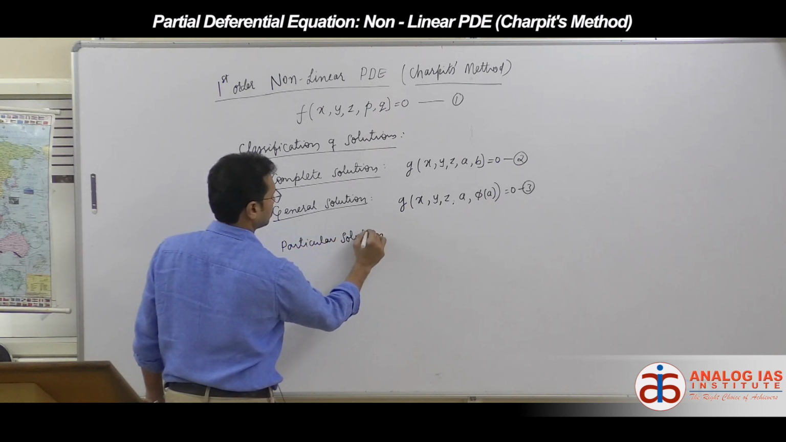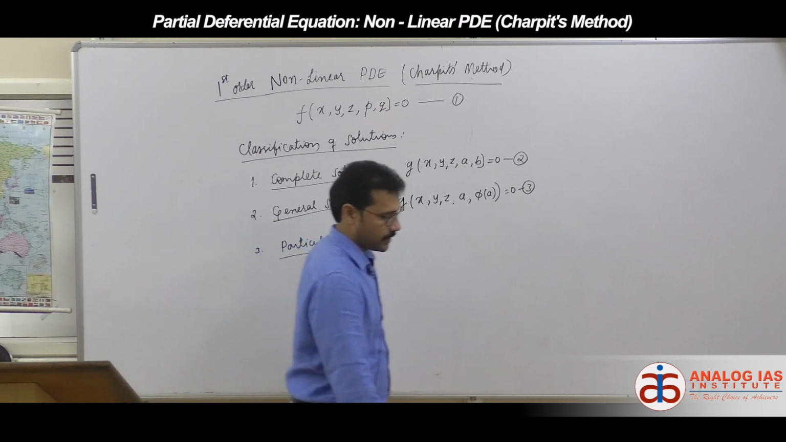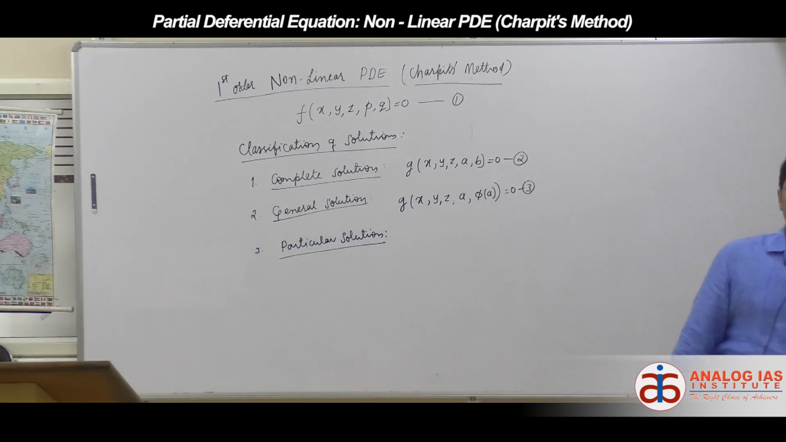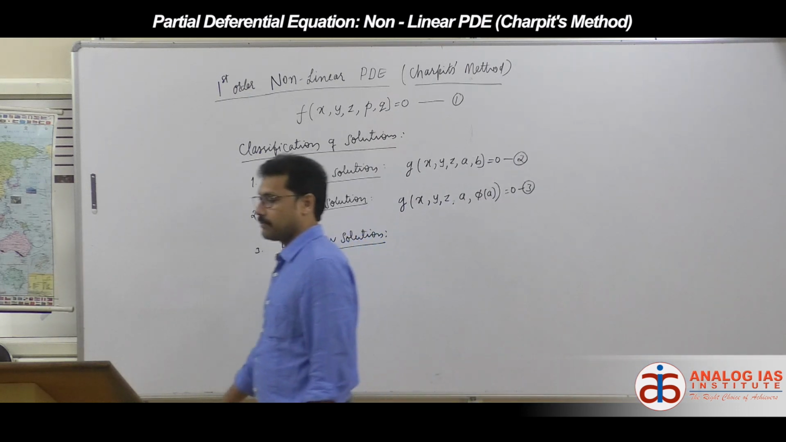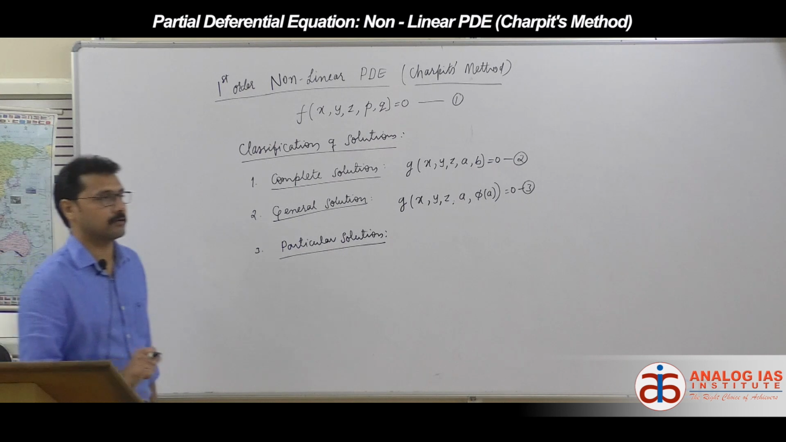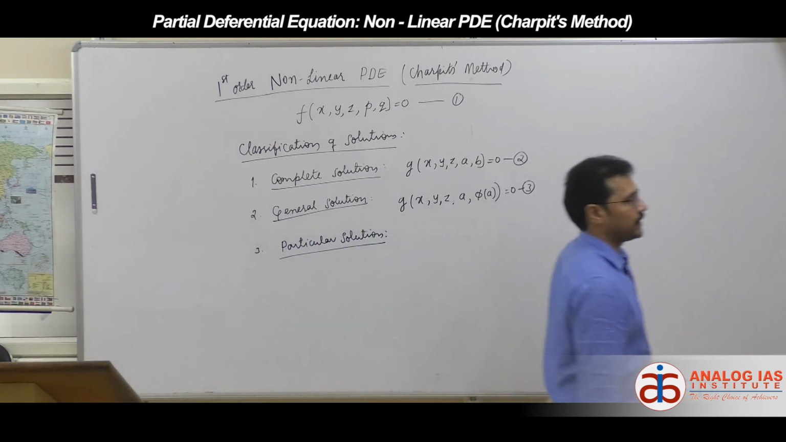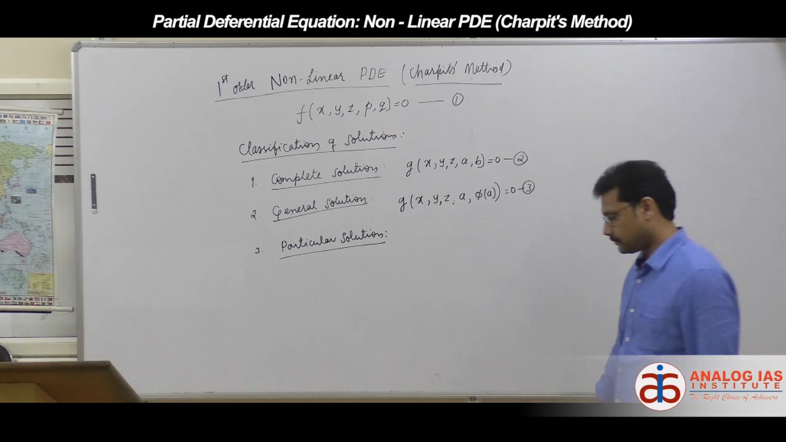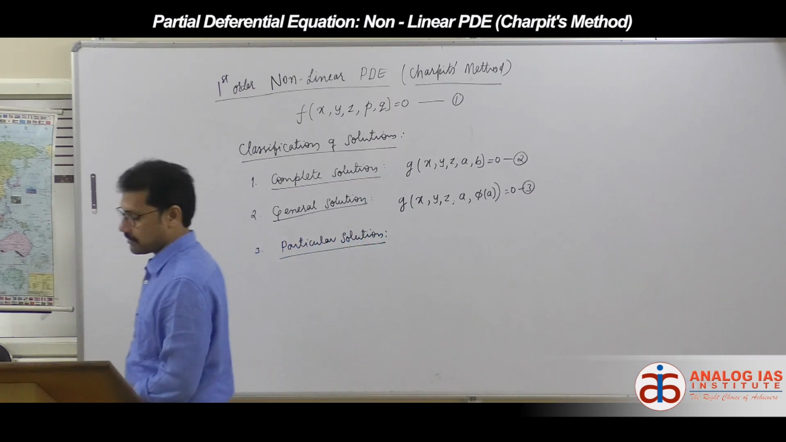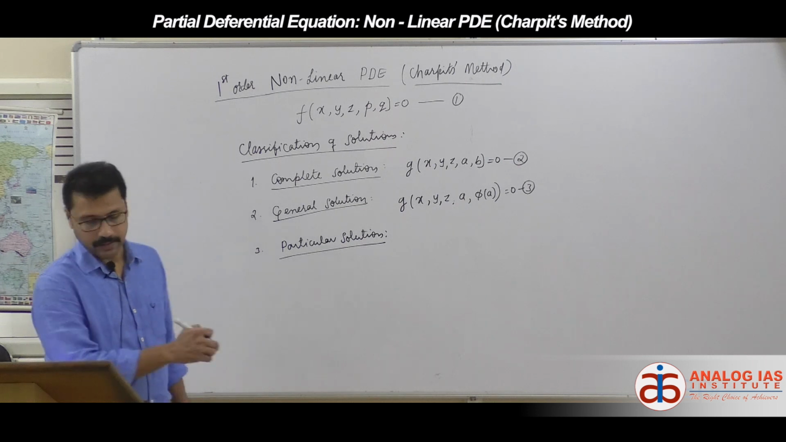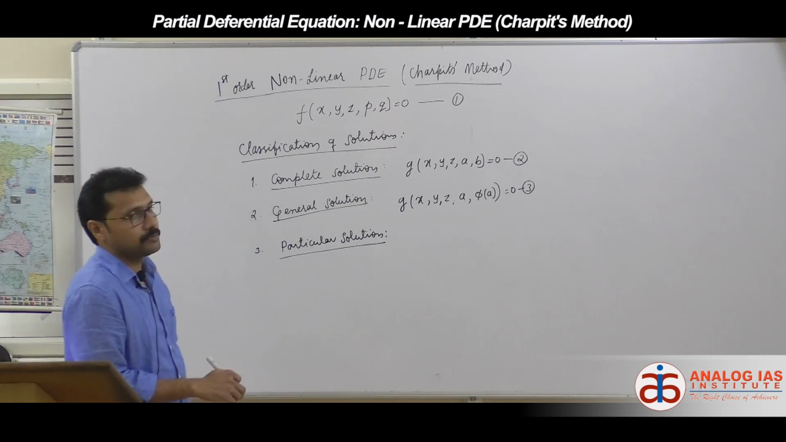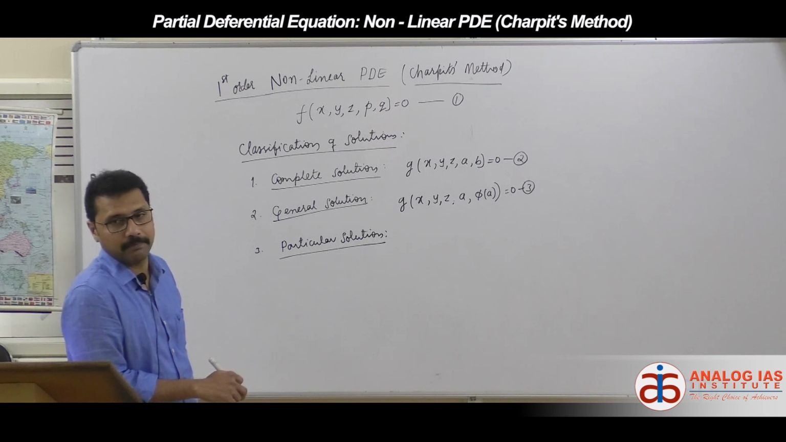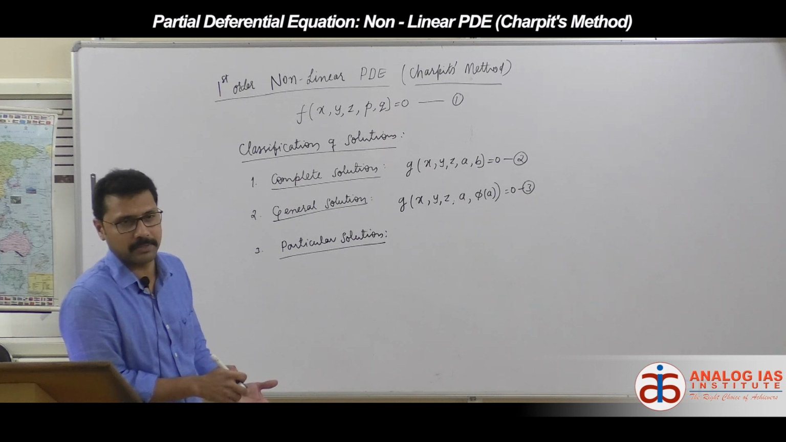Third one, particular solution. Giving particular values to the arbitrary constants in the complete solution gives a particular solution. In fact, a particular solution is a particular member of the family, and it is a particular surface. Member means all members are surfaces only.